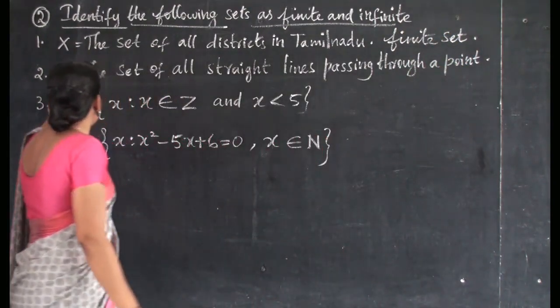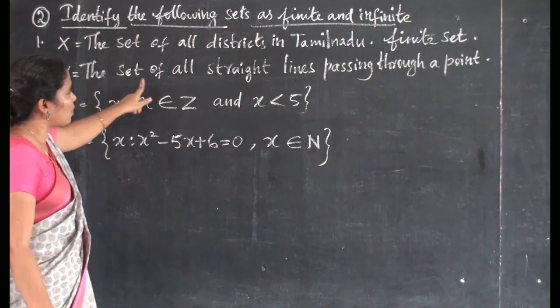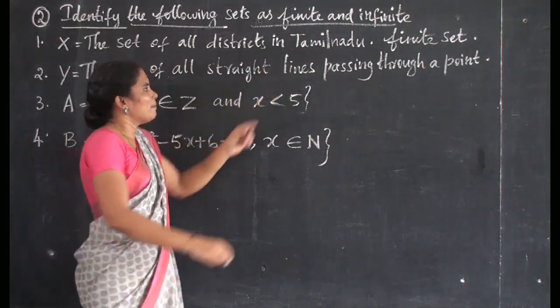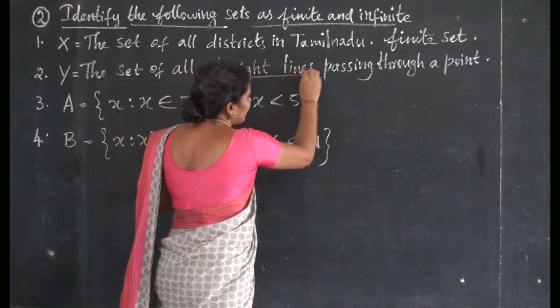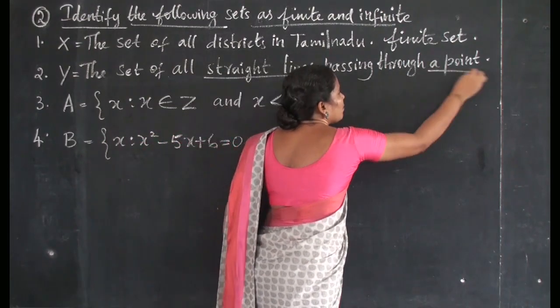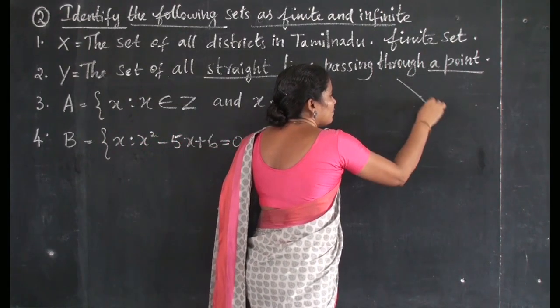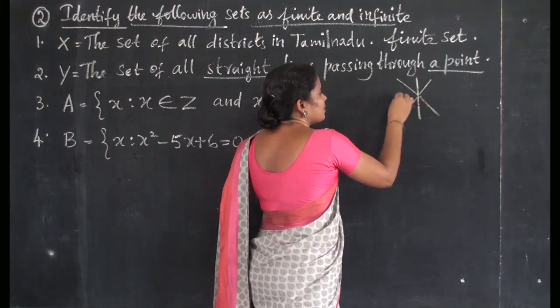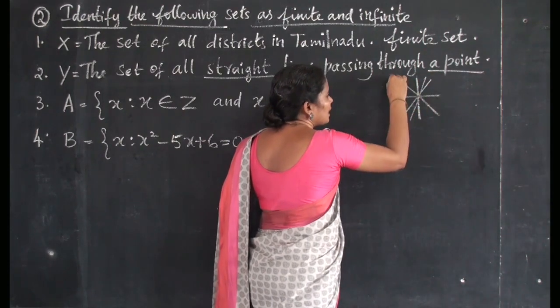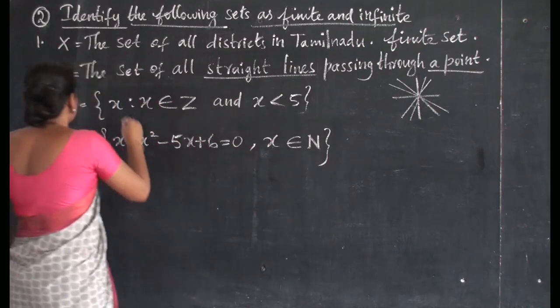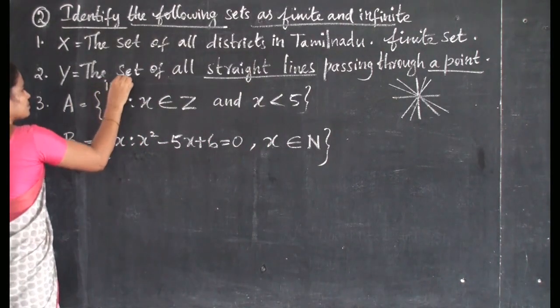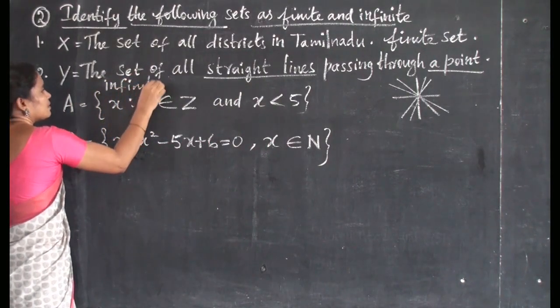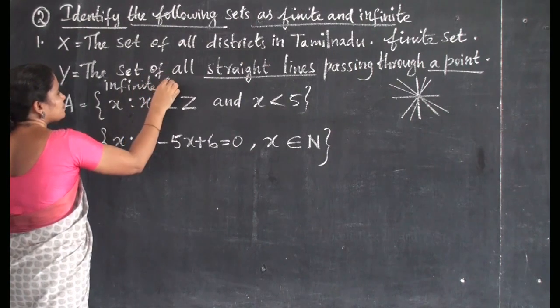Okay. Question number 2. Y is equal to the set of all straight lines passing through a point. If we have a point, we can draw as many lines as we can, isn't it? So it is an infinite set. It is uncountable.